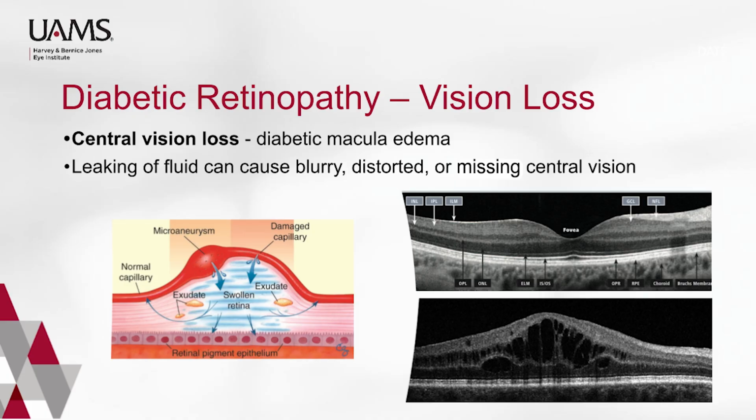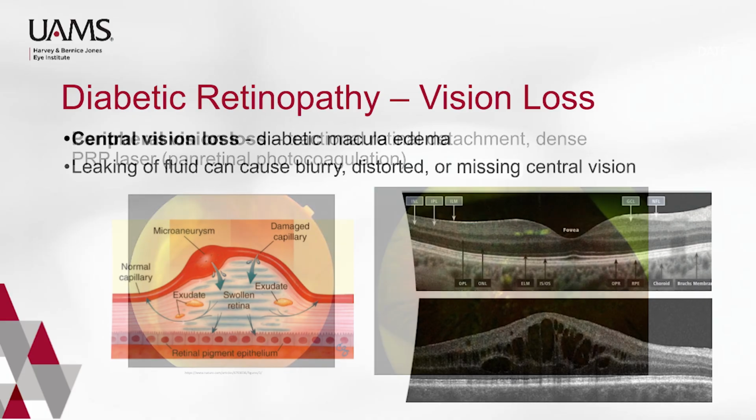If you look at the scans on the right, the top scan is of a normal macula, so you see all of the lines are straight. And if you look down on the bottom image, you see those black pockets within the macula, and those are areas of fluid leakage. So that patient is having to look through those pockets of fluid when they're looking at anything with their central vision.